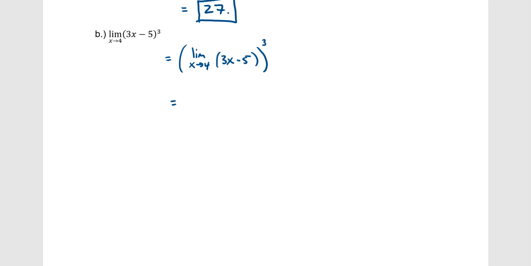So if we went ahead and did that, we would end up getting 7 for the limit of 3x minus 5. And 7 cubed, I think, is 343. Let me check. Yes, 343.